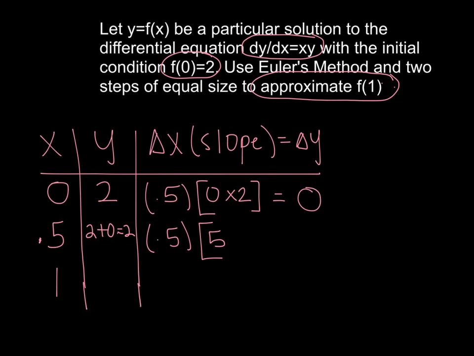Sorry, this should be 0.5 times 2. So 0.5 times 2 is 1. 1 times 0.5 is 0.5. This is our new change in y, so we know that we have to do 2 plus 0.5, and our answer is going to be 2.5.